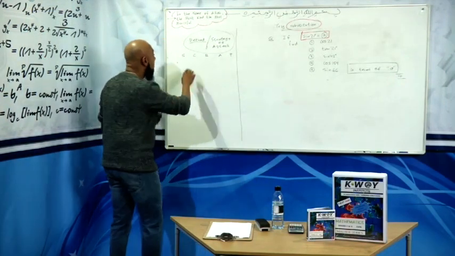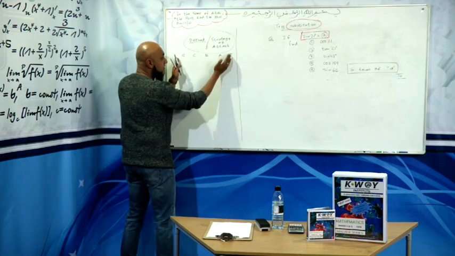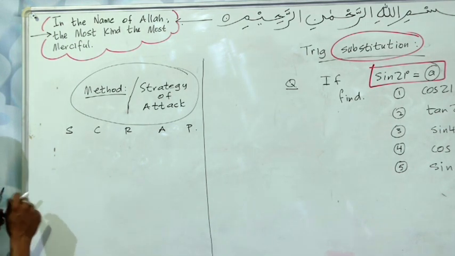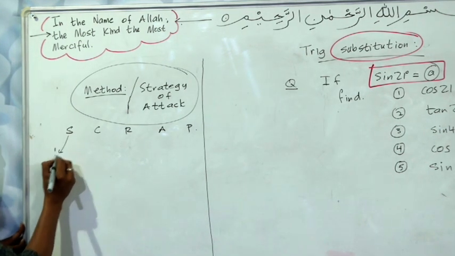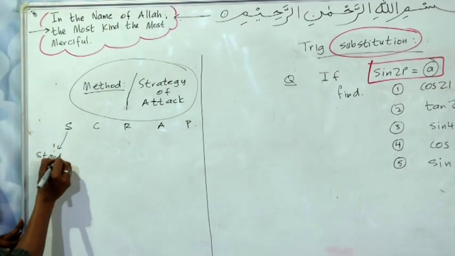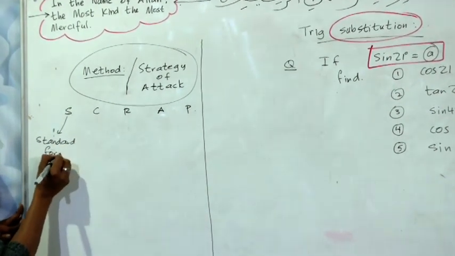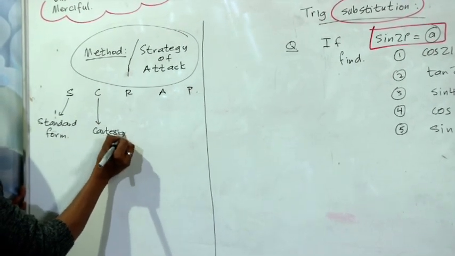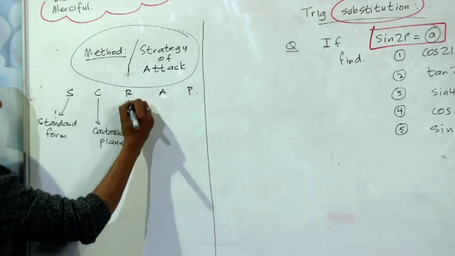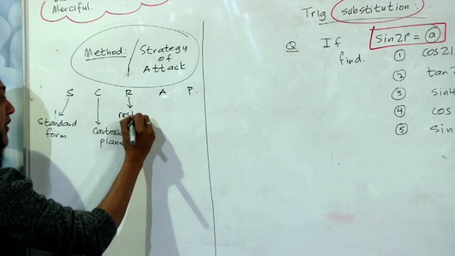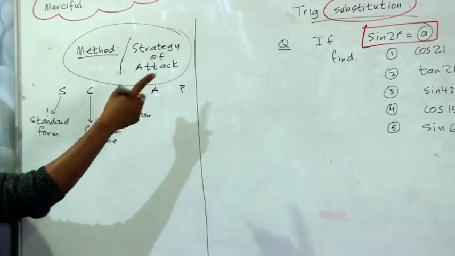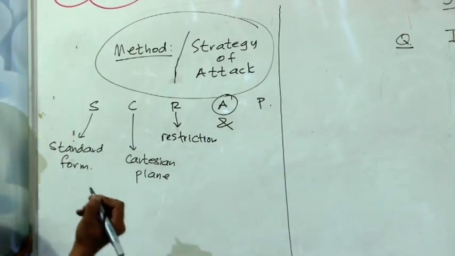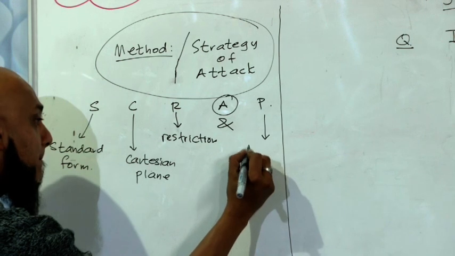Now you might be asking what it means. The word SCRAP represents the steps involved in sorting a problem out like that. The first S stands for standard form. The C from SCRAP: draw your Cartesian plane. The R stands for look at your restriction. Are any restrictions given in this problem? No. A and P: Pythagoras.